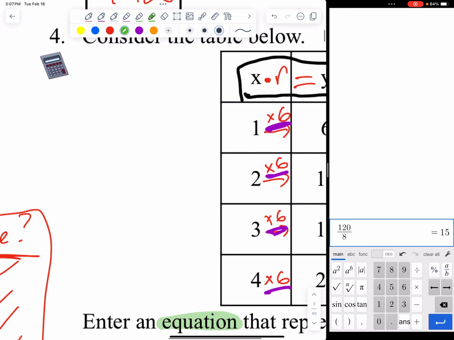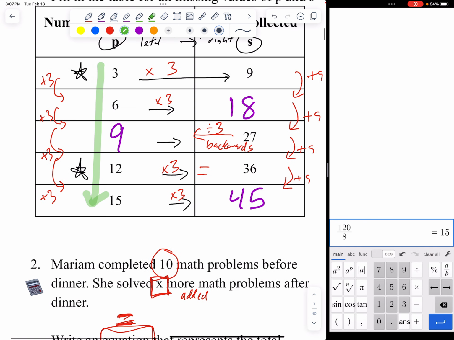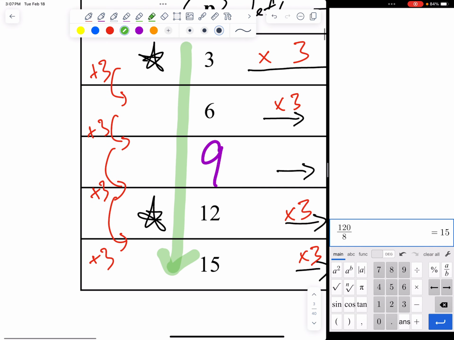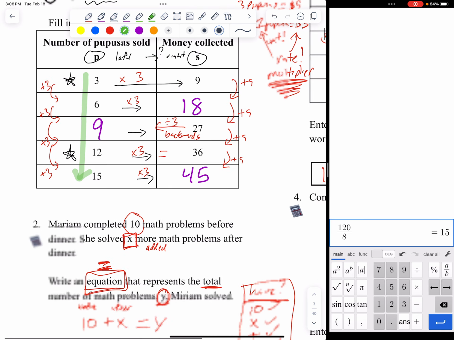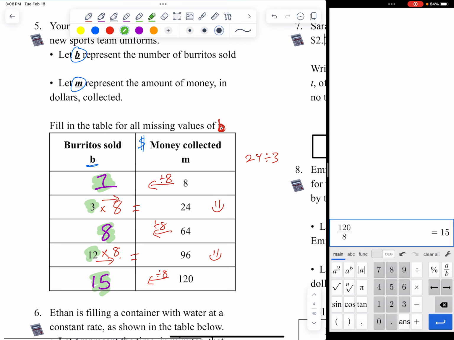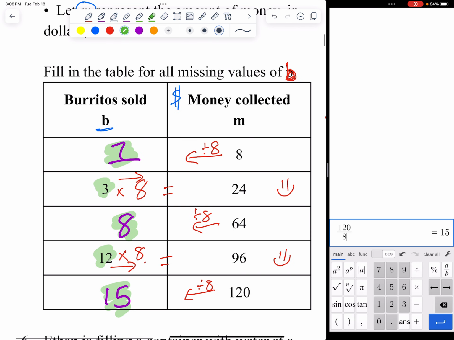See, 1, 2, 3, 4, right? This one was 3, 6, 9, 12, 15. They were the same pattern. Sometimes it won't be, all right? But notice the patterns we did find was going left to right or right to left. So that is one of the things I want you guys to grasp today, right, with the tables. There should be a pattern going across or going down, okay? And usually it's going across.